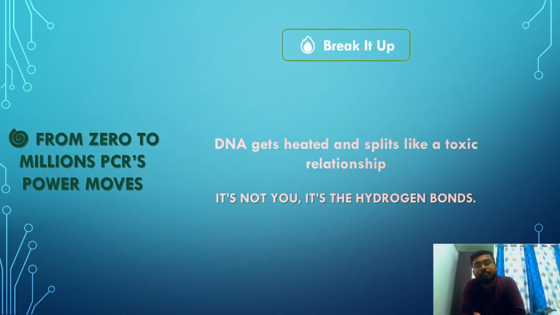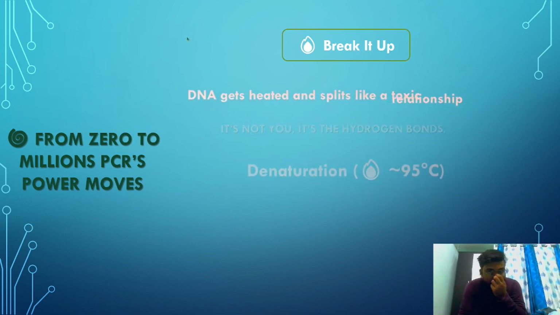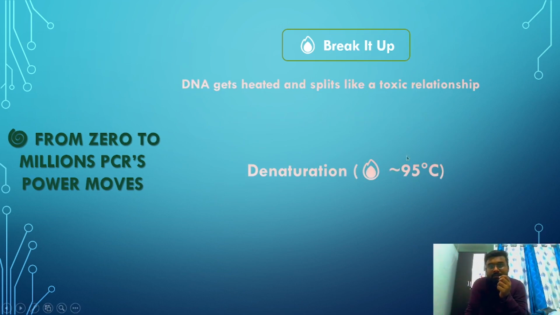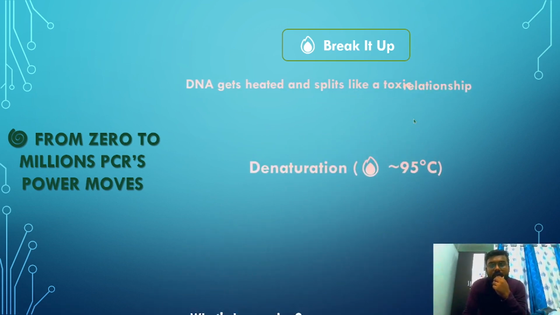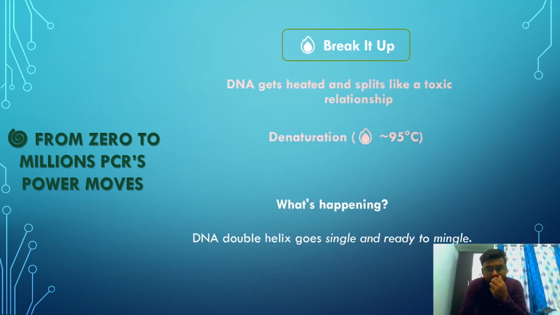Let's go with the break it up. It means denaturation. It's simply like you are heating those DNAs. Suppose here is a DNA strand, you are heating it, thus it can split from a toxic relationship. And what is that? That is the hydrogen bond. If you heat it, this hydrogen bond will break and it will turn into a single strand. This step is called denaturation. It usually happens at 95 degrees Celsius. Clear?